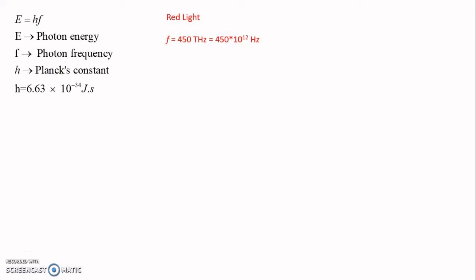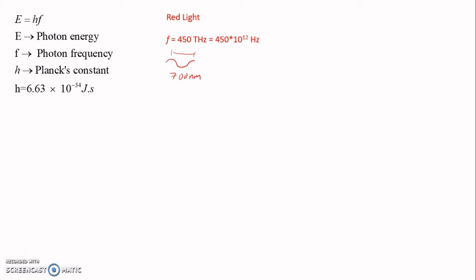So let's take a look at a photon of red light. Red light has a frequency of 450 terahertz, or 450 times 10 to the 12th hertz. That would mean that one wave of red light has a wavelength of about 700 nanometers. A very, very small wavelength.